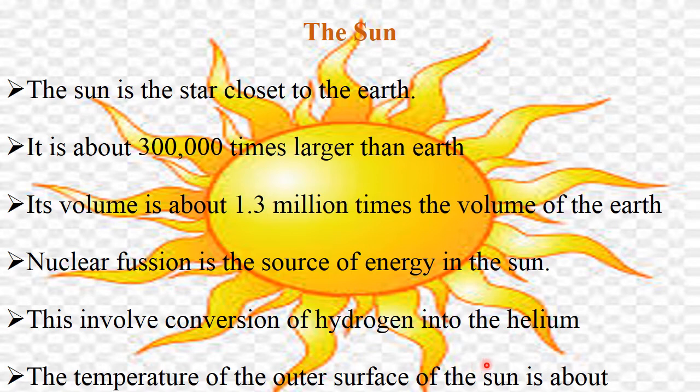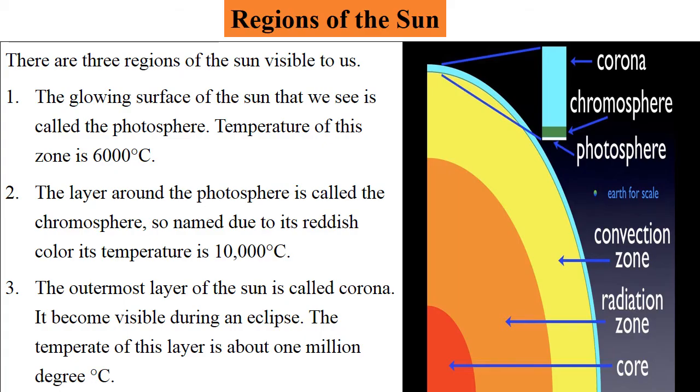600,000 degrees centigrade. These are some points which describe the characteristics of our Sun. First, it is the closest star to the Earth. Second, how many times larger it is than the Earth. And third, its volume. And the most important is the source of energy of the Sun, which is called nuclear fusion. And in this nuclear fusion, hydrogen changes into helium.